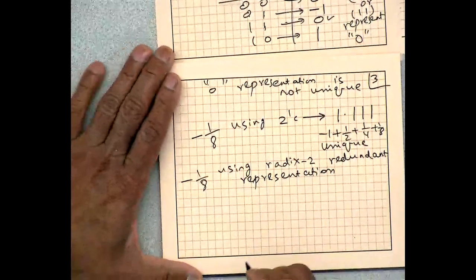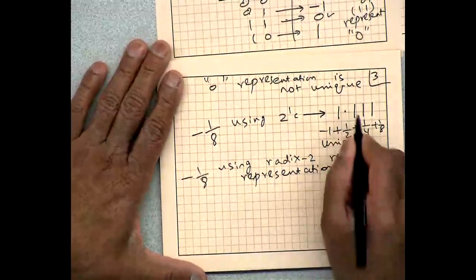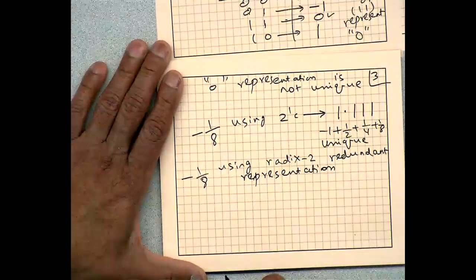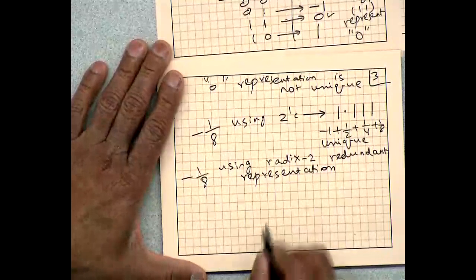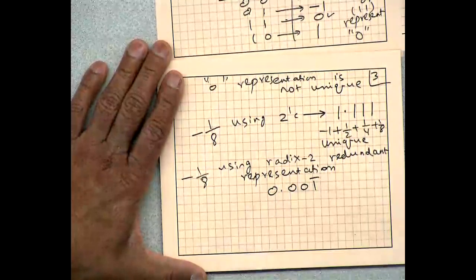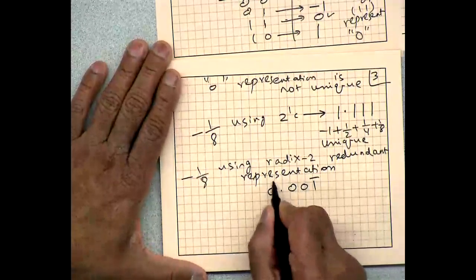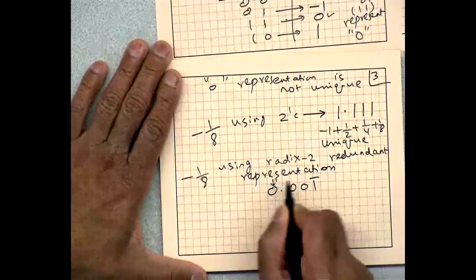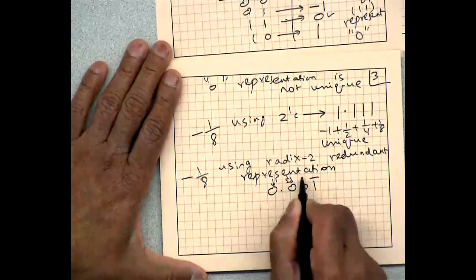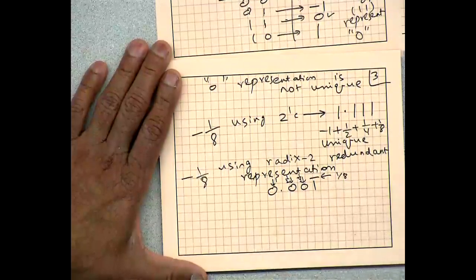So there are many ways I can represent minus 1/8. One way, let me still consider the radix point to be right of the first position. So I could say 0.001 bar. Okay, so what does that say? The weights are still, in this case, 1, half, quarter, and 1/8. So it's still radix 2.